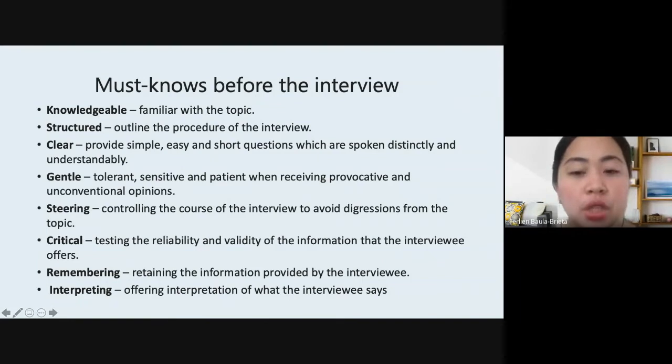Interpreting or interpretation. So you offer interpretation of what the interviewee says. If you are the facilitator, you will clarify to the respondents, is this what you mean by the words that you have uttered? You will interpret and validate it with the respondent, whether the thing that you have interpreted from the transcripts is correct. Okay, so these are the things that you must do and you have to know before the interview process.